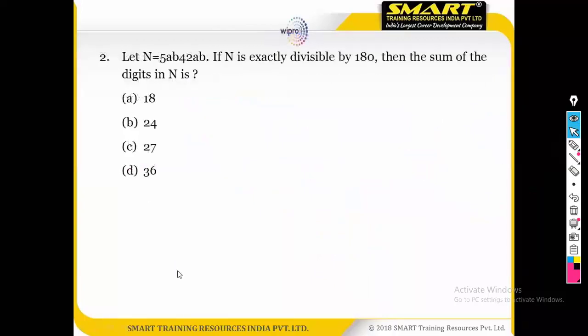Second question. Let n be some number given here. Here also some digits are there. Here we want to find a and b, right? So first we will read the question completely. If n is exactly divisible by 180, then the sum of the digits in n is. So guys, we have to find the sum of the digits of this number n. To find the sum, we should know the digits exactly, right? Which means that we need to find them.